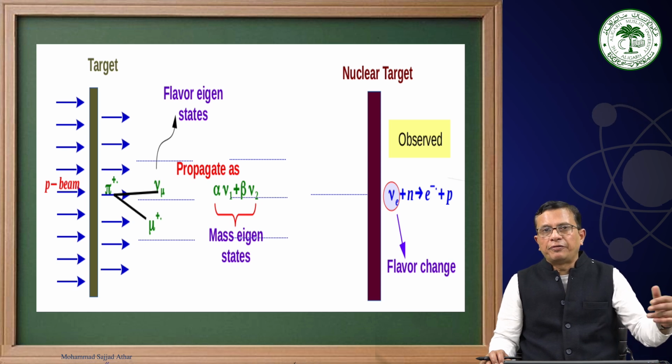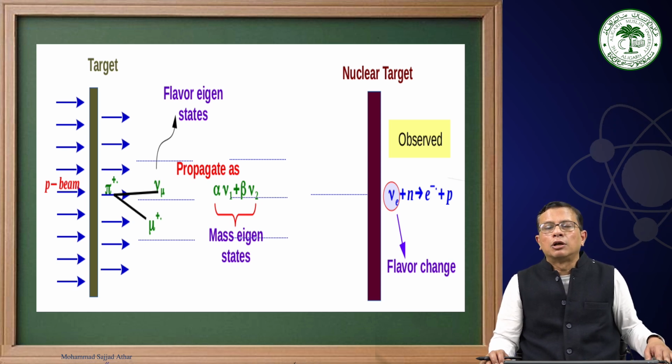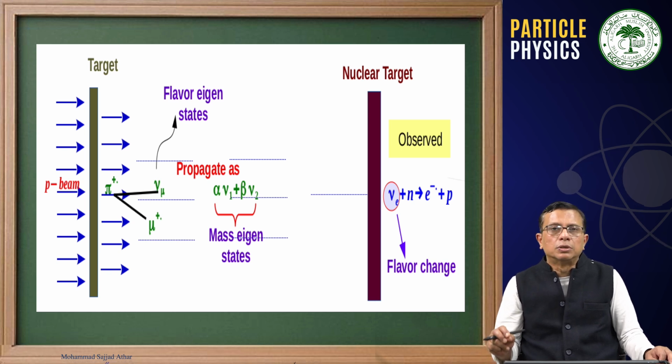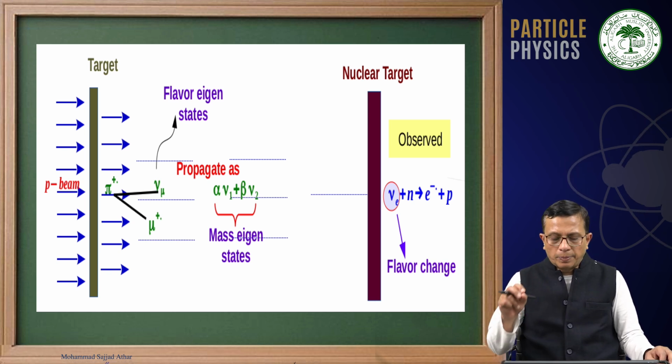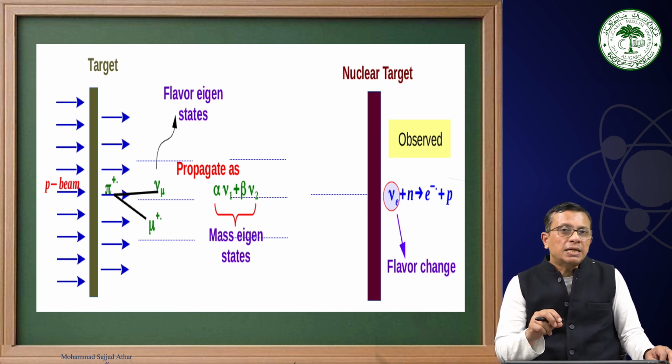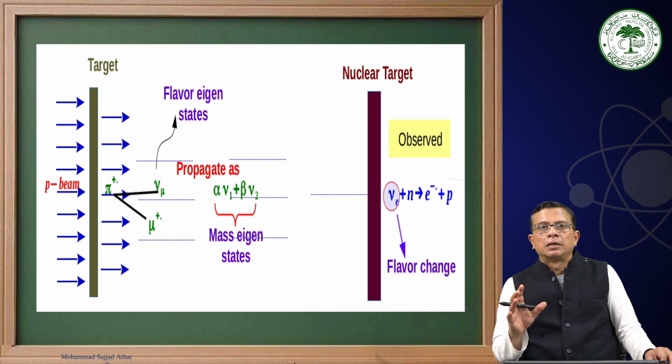Therefore, for example, if we are performing reactor experiments or accelerator experiments and putting the detector at a nearby distance, then we call it a short baseline experiment. And if we put it at a longer distance, then we call it a long baseline experiment. But at the same time, there is another terminology used in neutrino experiments, that is, near detector and far detector. Now, this near detector and far detector is entirely a different concept.